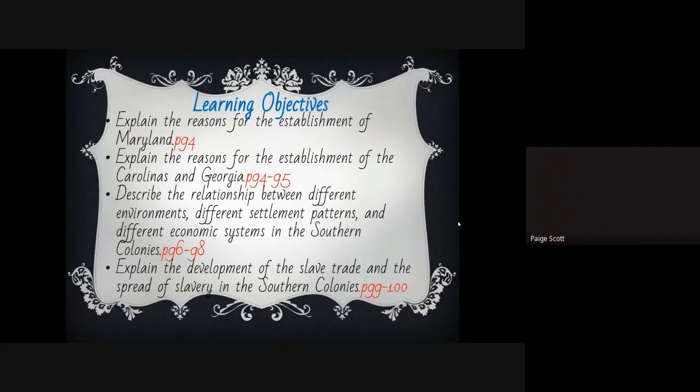Describe the relationship between different environments, different settlement patterns, and different economic systems in the southern colonies. And last but not least, explain the development of slave trade and the spread of slavery in the southern colonies.